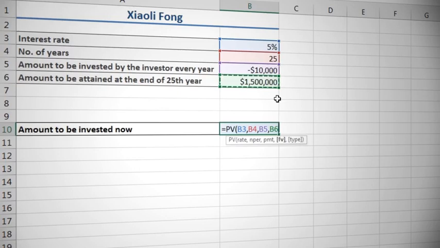So for this investment, we're going to select our 1.5 million, and we're not going to worry about the type this time. But again, you have the option to choose the beginning or the end of the payment period. We're just going to close our bracket and click enter. And there's her answer. She has to invest just over $300,000 now to achieve that $1.5 million goal.